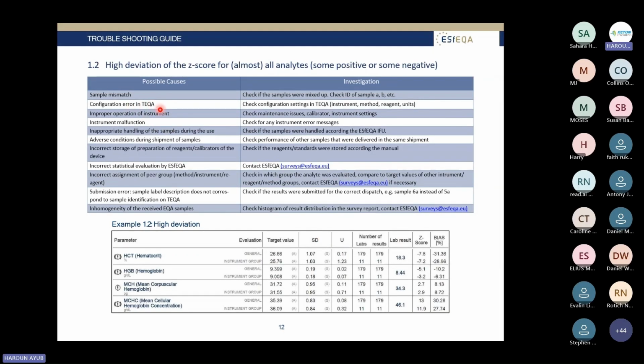So you might have sample mismatch, configuration in Tika, improper instrument operation. As you check this particular list, you'll be able to end up at the classification or the grouping. Adverse conditions during shipments, incorrect storage, statistical evaluation by ESFEQA. You can reach out if you feel that particular case is exhibiting in your EQA. Submission error, changing the sample, typing wrongly, and so on.